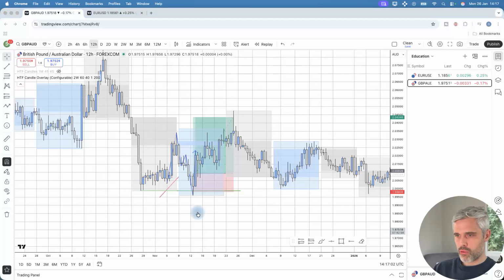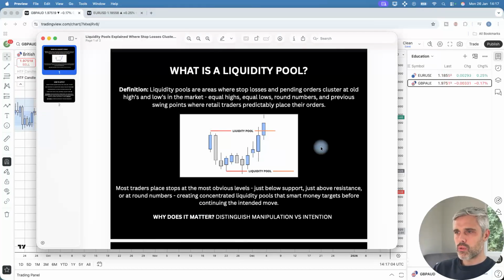So let's just look at some theory before we look at another example. Liquidity pools are areas where stop losses and pending orders cluster at old highs and lows. So just think about, if you're looking to get into trades in the market, where would your stop loss be sitting? And if these are areas that are getting targeted by price, and you have trades that sit in line with higher time frame context, like weekly, 2-weekly, monthly candle liquidations, once you see a structure shift, you can look to get involved. Why does it matter? Because we want to distinguish actual moves in the market from manipulation.